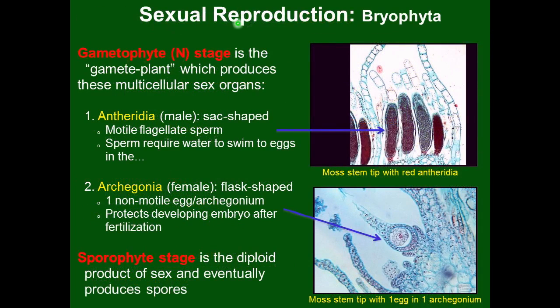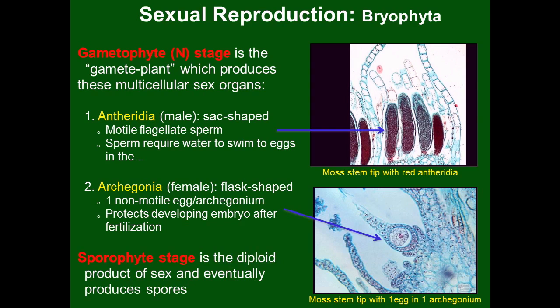The sexual reproduction in bryophytes, we have the gametophyte stage, which is the gamete plant produces the multicellular sex organs. So we have antheridia, which are sac-shaped, and they have motile flagellate sperm. The sperm require water to swim to the eggs in the archegonia, which is the female organ. It's flask-shaped. It has one non-motile egg per archegonium. It protects the developing embryo after fertilization. And then the sporophyte stage comes out, and it's the diploid product of sex and eventually produces spores via meiosis.